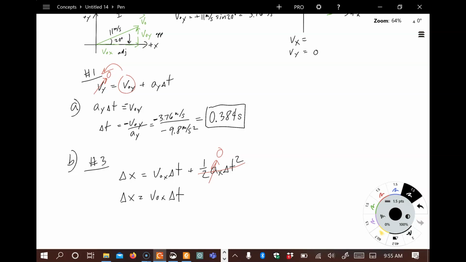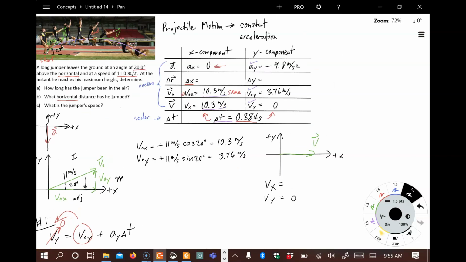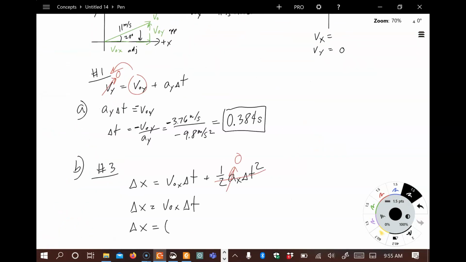Let's plug our numbers in and get our answer for delta x here. So going back up to our column, we see that v initial x is 10.3 meters per second. And the same time we got for y is used again here. So let's put that in there. We'll calculate the value for delta x. And the calculator tells us that delta x there is 3.96 meters.